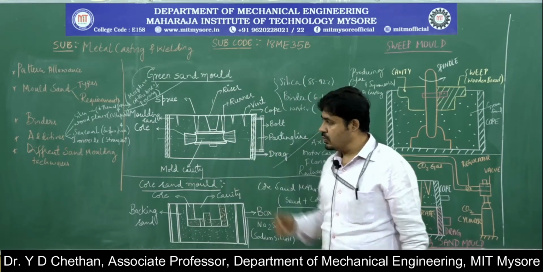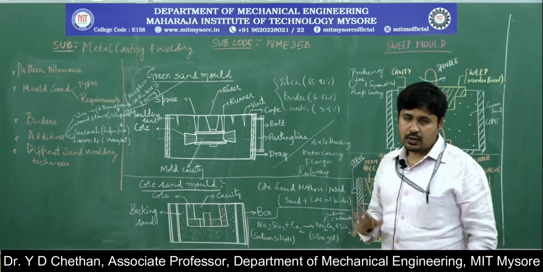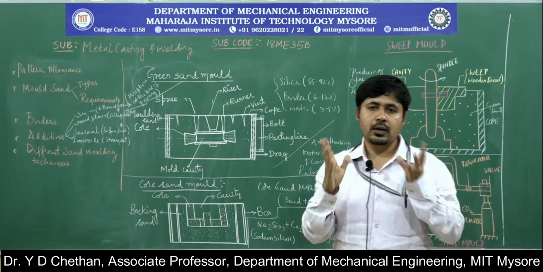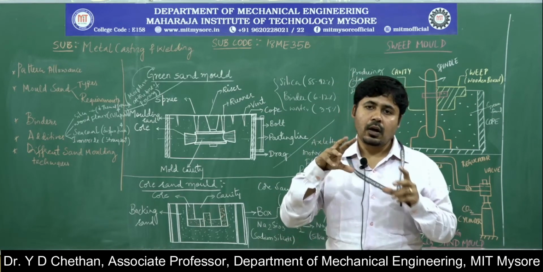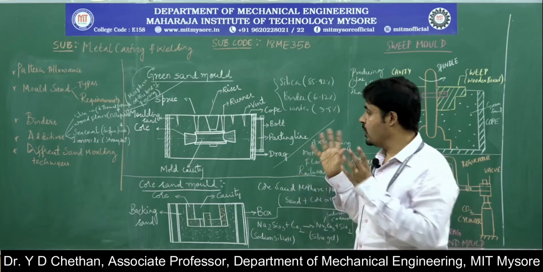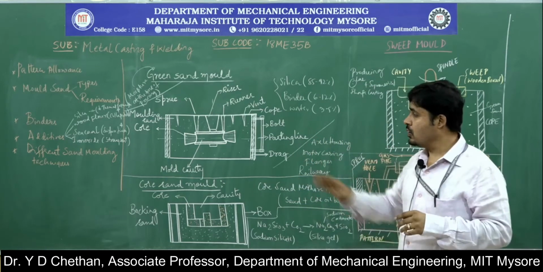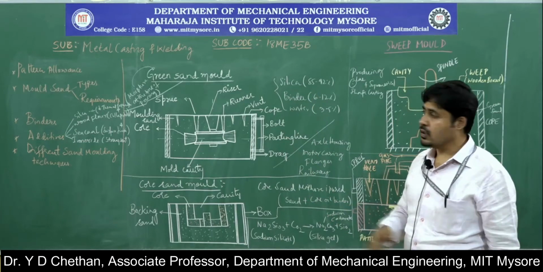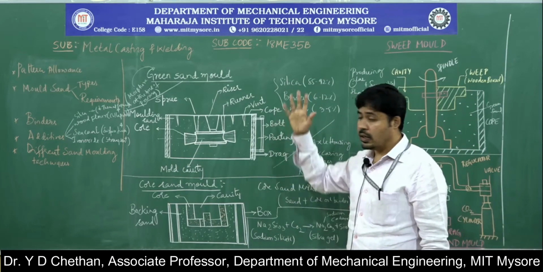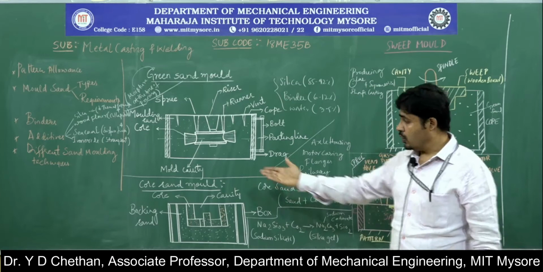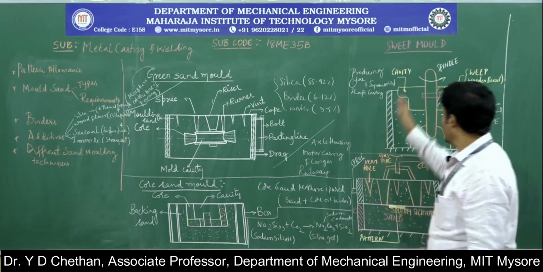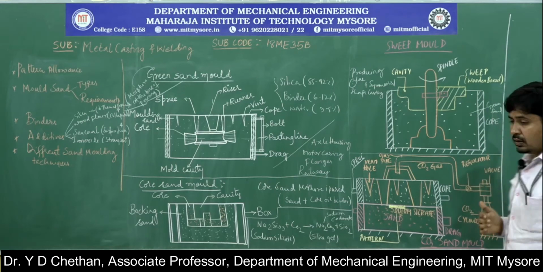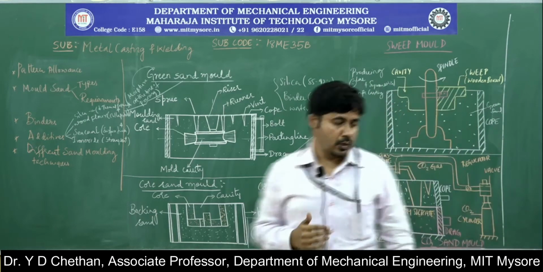Then the next concept is the different sand moulding techniques. Once again I will make it clear. Sand moulding is the process of making a cavity using a pattern. The process of making the mould cavity is called the sand moulding technique. We have different sand moulding techniques: green sand mould technique, dry sand mould technique, core sand mould technique, then sweep mould, followed by carbon sand moulding and carbon dioxide sand moulding.